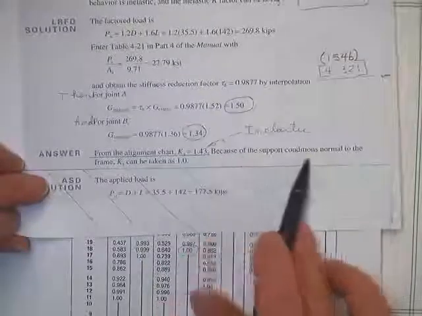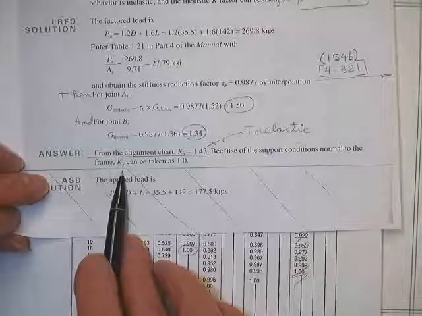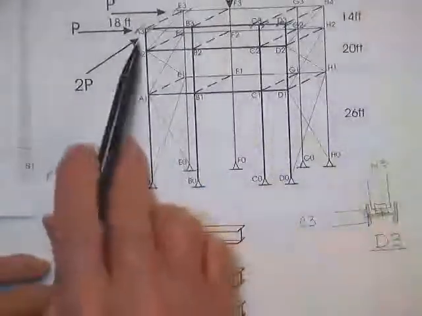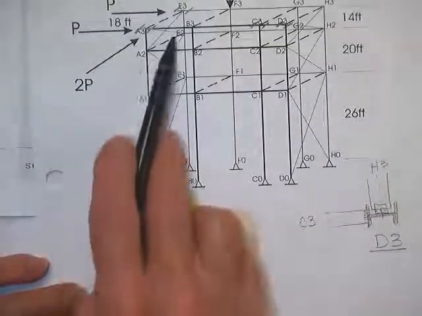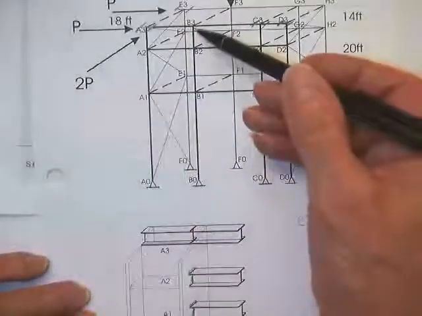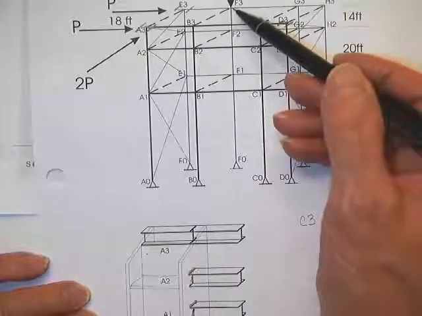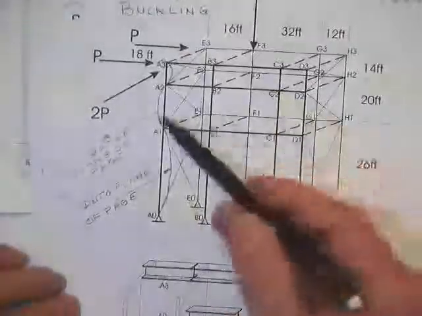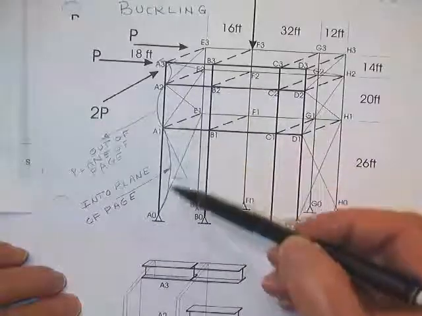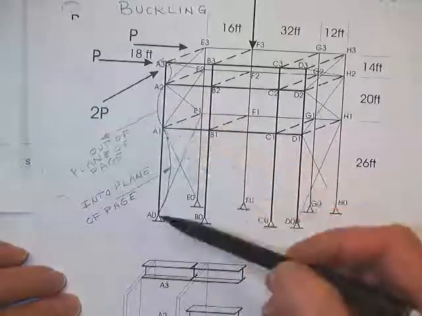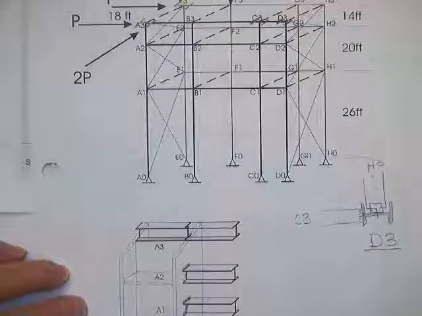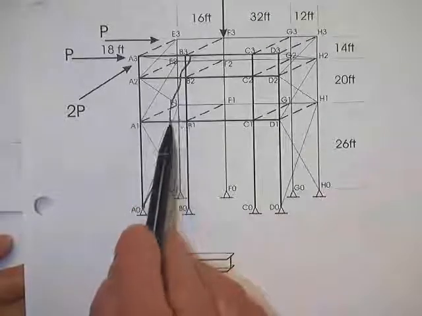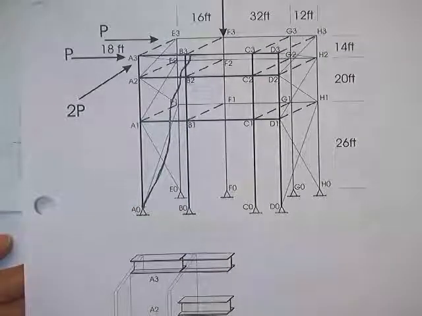Now then, he says, very short, because of the support conditions normal to the frame, K sub Y can be taken as a 1. Whereas we talked about this case right here, where we are now studying buckling about the strong axis. That's where there's our G values. What happens due to this load being applied to this column about the weak axis also has to be checked. That was weak axis buckling, and weak axis buckling was back into the page, out of the page, back into the page. See how that's pinned? See how strong axis buckling, that's not pinned. It's not even fixed. It's something in between. It's a G kind of guy.